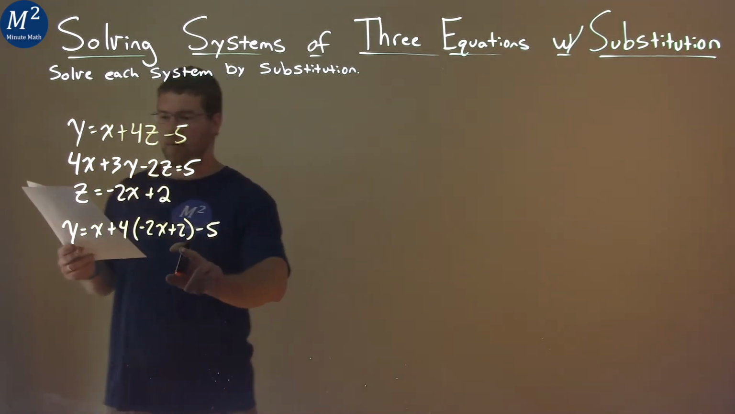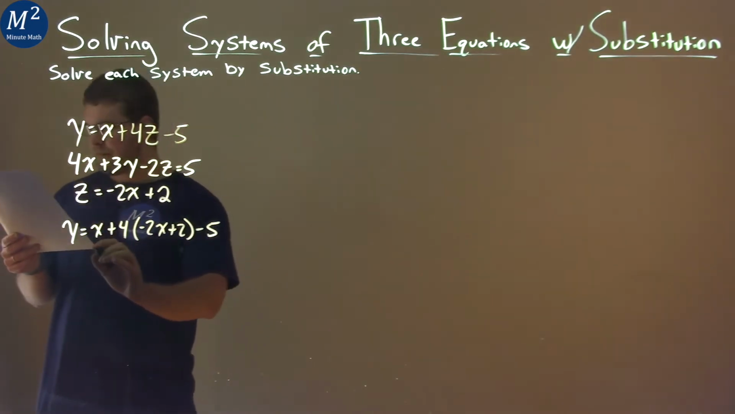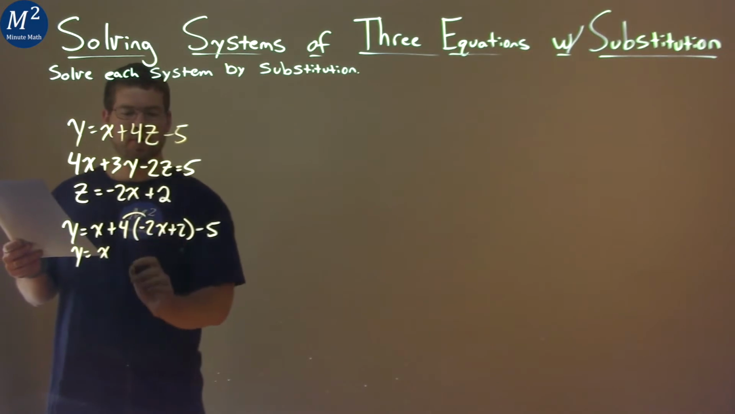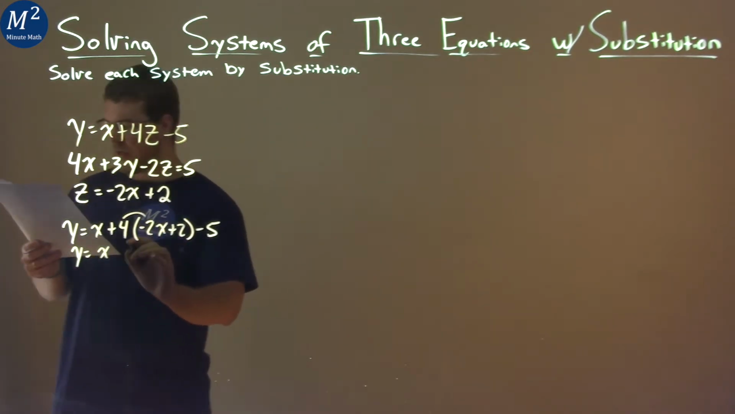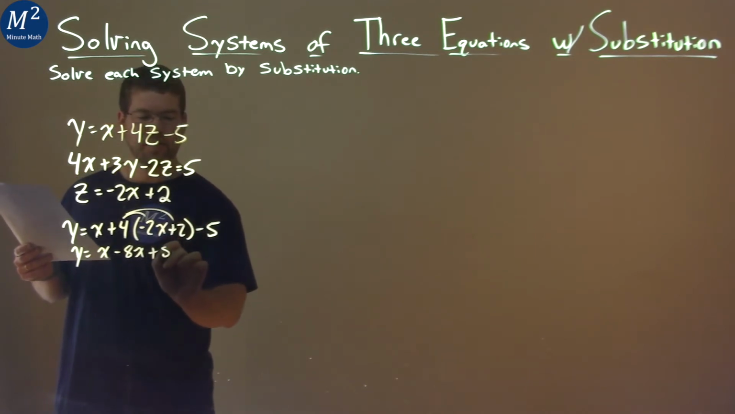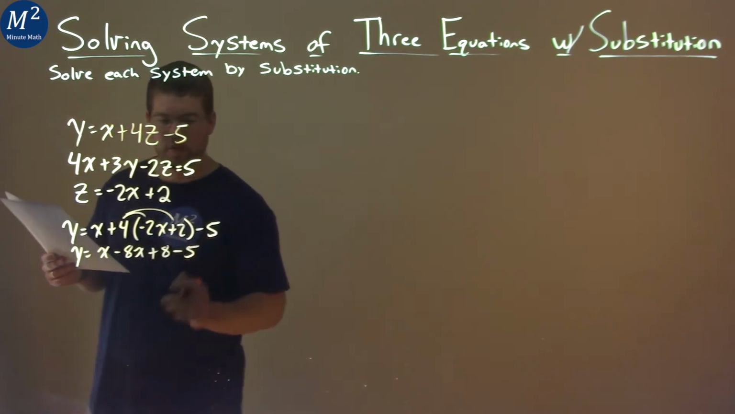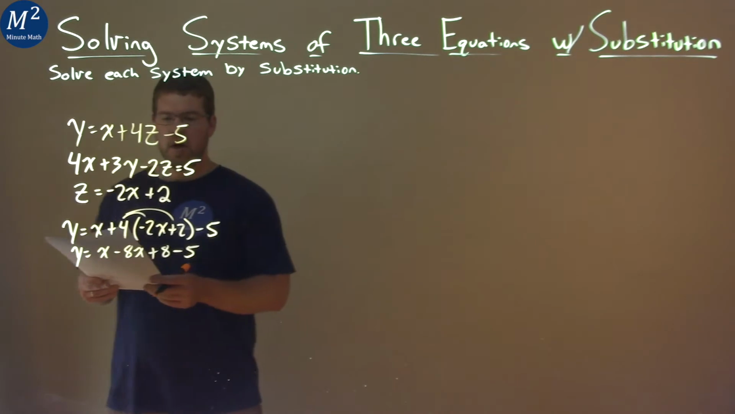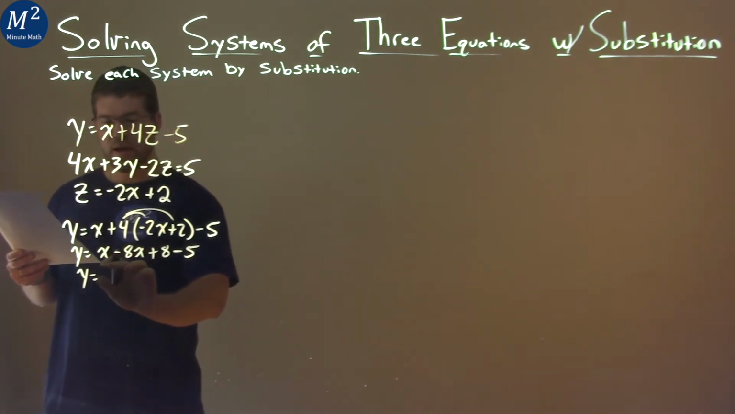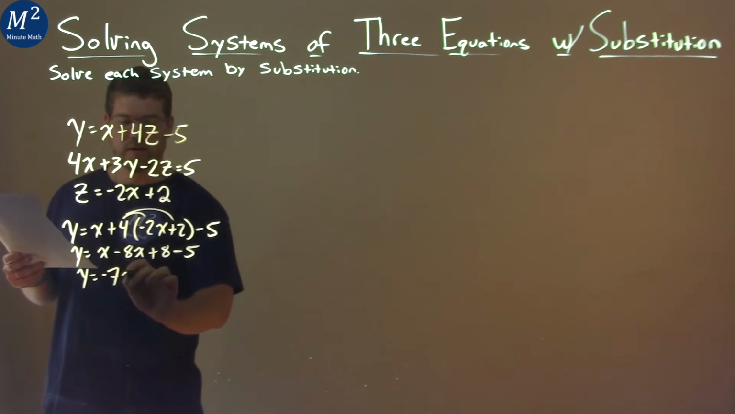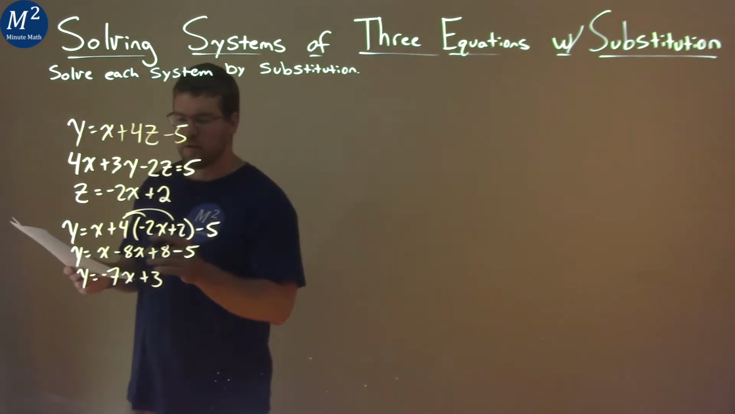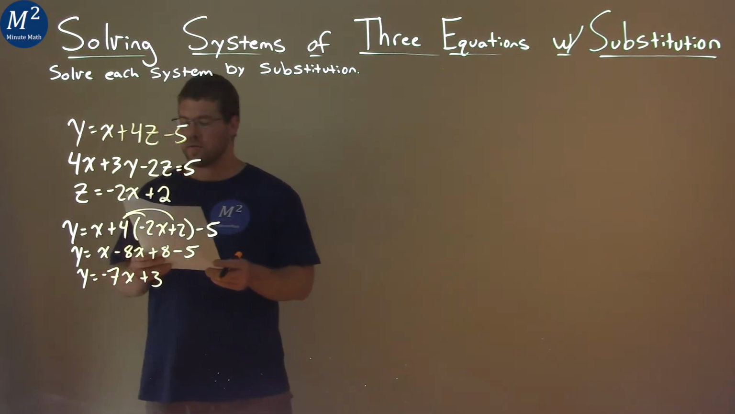Then, from there, I want to simplify to get y by itself. So y equals, we have the x here, but we distribute the 4. 4 times negative 2x is a negative 8x, and 4 times 2 is 8. Then we have a minus 5 here. From there, we want to keep going. Let's get our like terms together. So y equals x minus 8x is a negative 7x. And 8 minus 5 is 3. So we have y equals negative 7x plus 3 here.